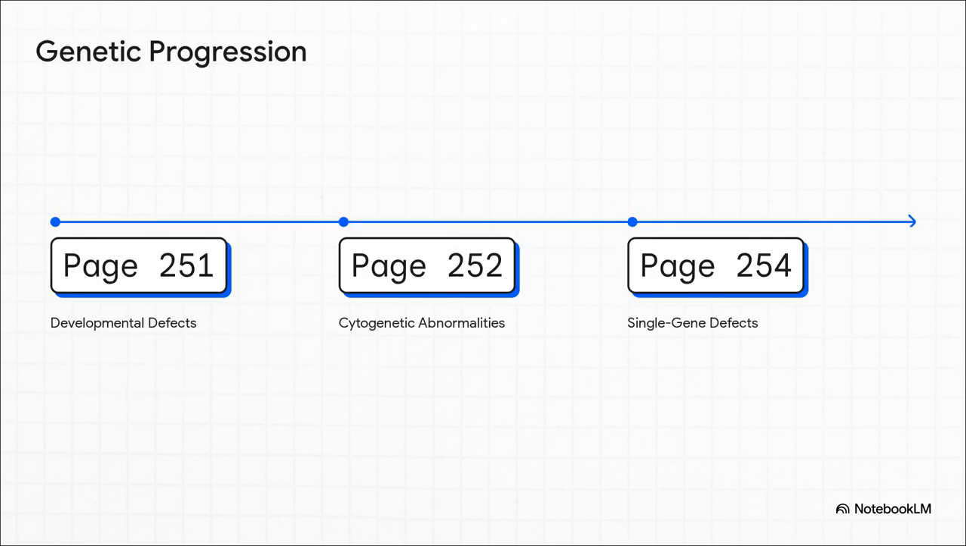Now, if we follow the literal page-by-page progression of the textbook, you can see exactly how this structural foundation is laid out. We start on page 251 with broad developmental defects. Then on 252, we narrow our focus down to the chromosomal level with cytogenetic abnormalities. And finally, by page 254, we zoom in even further to single gene defects. This isn't just some arbitrary list, right? It's literally a zoom lens approach to the human body. The author starts at the macro level with entire limbs or organs, zooms in to look at whole bundles of chromosomes under a microscope, and then zooms all the way down to microscopic individual strands of DNA.